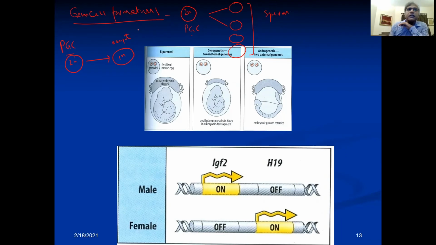And then the 1N sperm cell and the 1N oocyte fuse with each other to make a diploid zygote. This is not only the beginning of life, but this is also the stage, when this meiosis takes place, where resetting of the genome takes place, or let's say reprogramming of the genome.